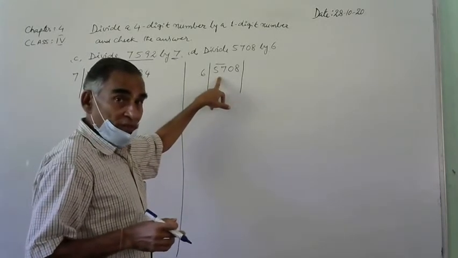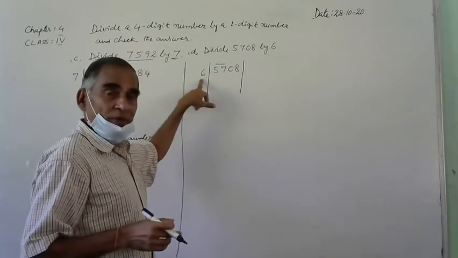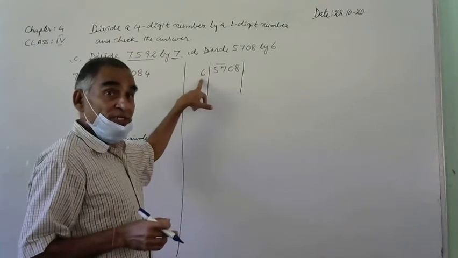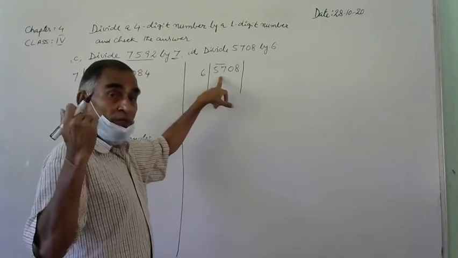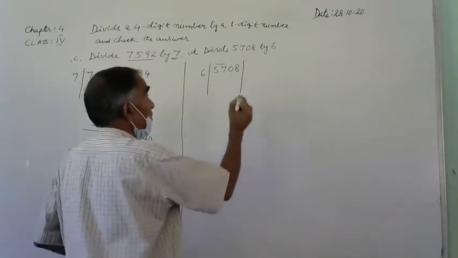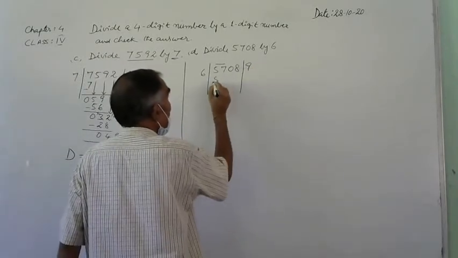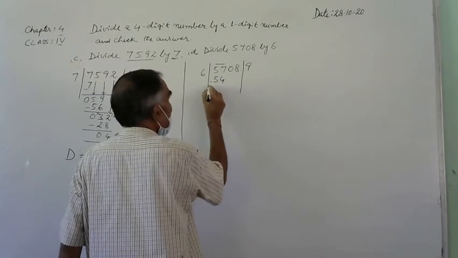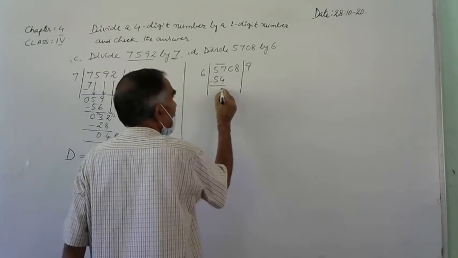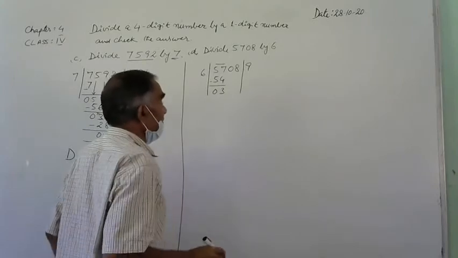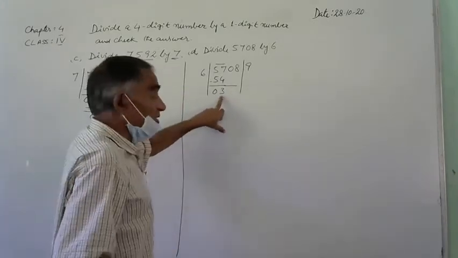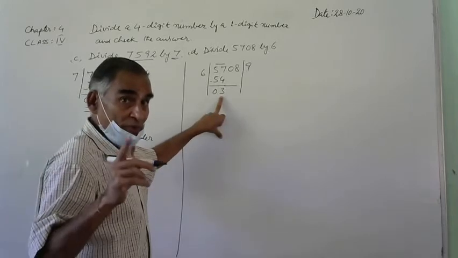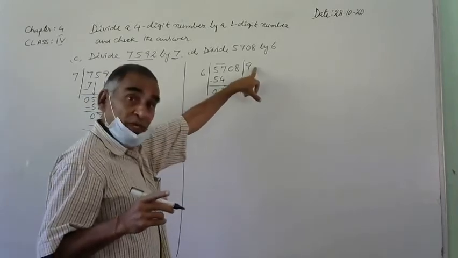Is it bigger? Yes. Then you recite the 6 table. 6 tens are 60. This is smaller than 60. Back out. 6 nines are 54. Minus 7 minus 4, 3, 5 minus 5, 0. The 3 is smaller. 3 is the remainder. Okay, remember, don't put 0 by saying it is smaller.